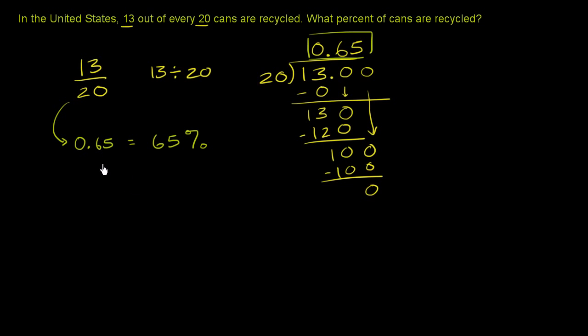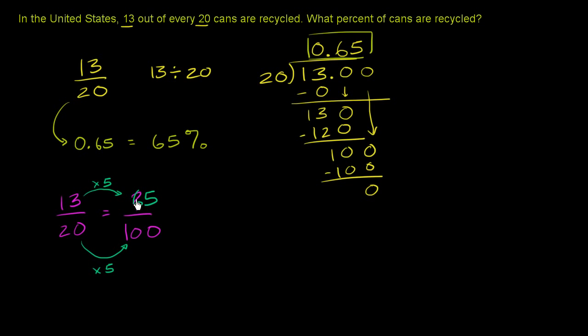Now, there's another way you could have done it. You could have said, look, percent literally means per 100. So 13 out of 20 is going to be equal to what over 100? Well, to go from 20 to 100, you would multiply by 5. So let's multiply the numerator by 5 as well. And 13 times 5, let's see, that's 15 plus 50, which is 65.